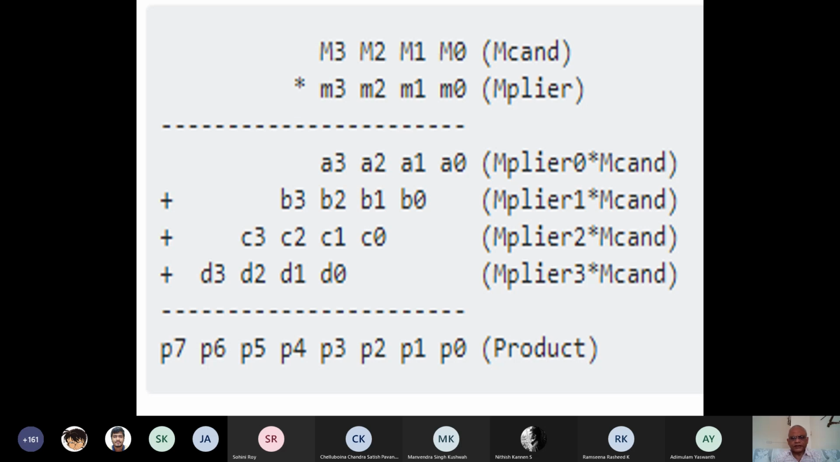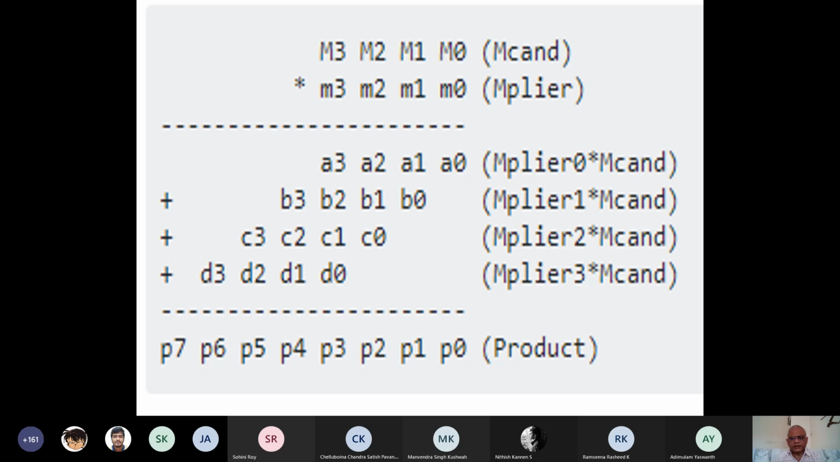Similarly, P1 is obtained by adding multiplier 0 into multiplicand and multiplier 1 into multiplicand. We add these two and take the least significant bit of this addition. See, this A0 we don't add actually. We just add this much. 0 is here, so we just add these 32 bits, whatever this number, 4 bit. We put 0 here and add this and add this, and take the A1 B0 addition that forms P1.